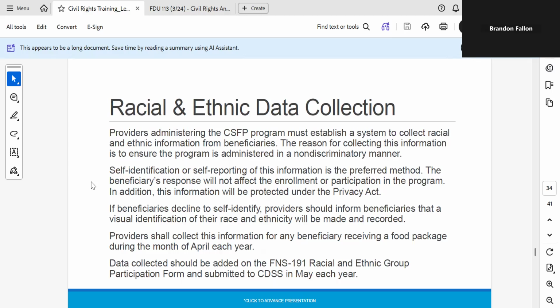If beneficiaries decline to self-identify, providers should inform beneficiaries that a visual identification of their race and ethnicity will be made and recorded. Providers shall collect this information for any beneficiary receiving a food package during the month of April each year. Data collection should be added on the FNS 191 Racial and Ethnic Group Participation Form and submitted to the CDSS in May.